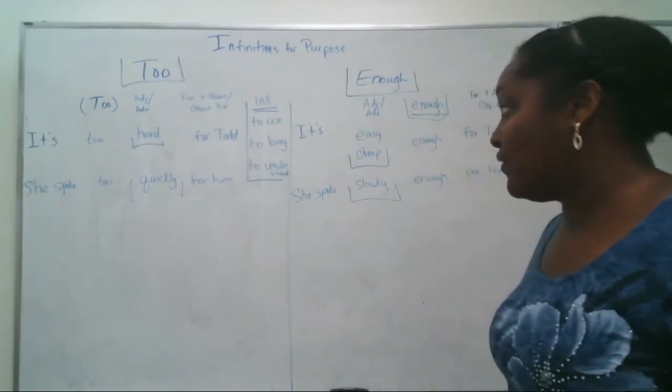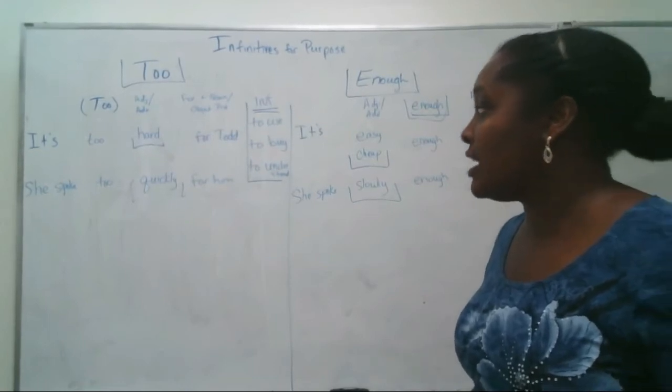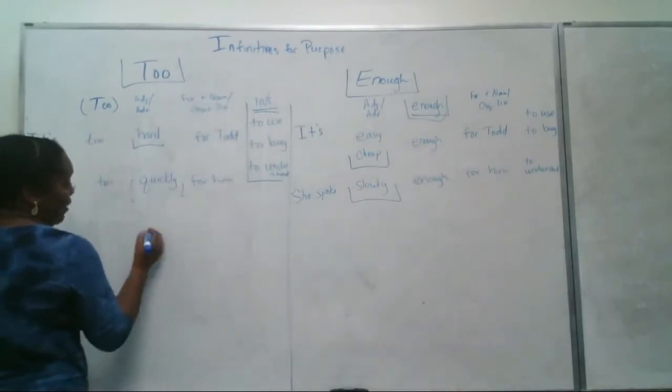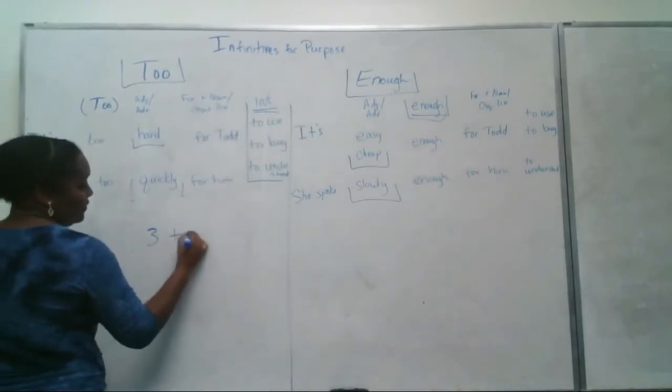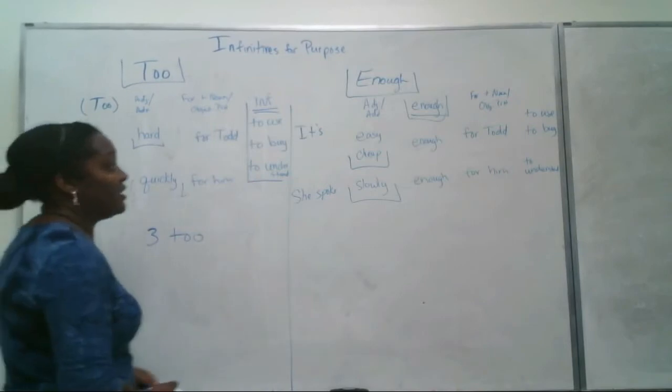Now, this is what I'd like for you to do for your infinitives of purpose. I'd like for you to think of three things that are too something. Okay? The funnier, the better. Okay? Three things that are too something. Okay?